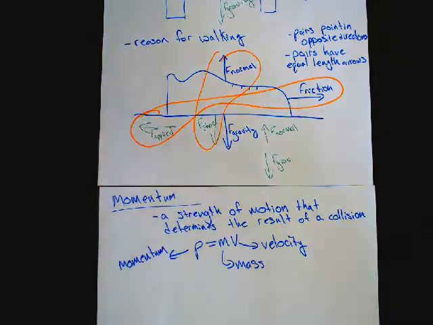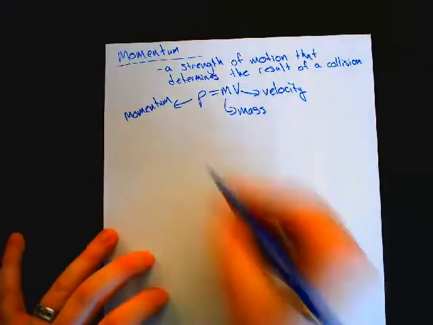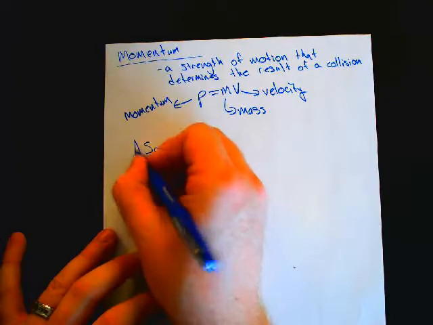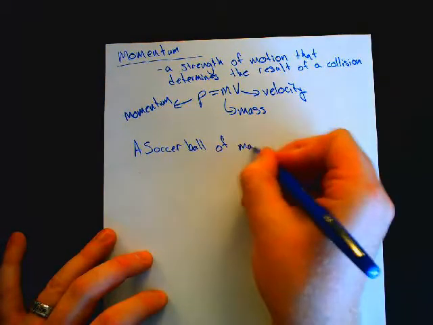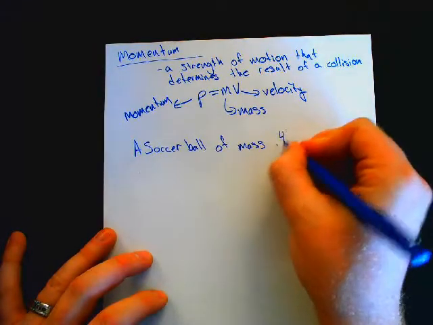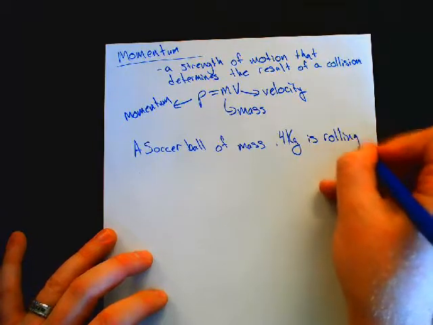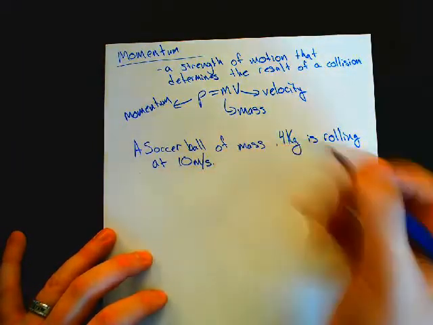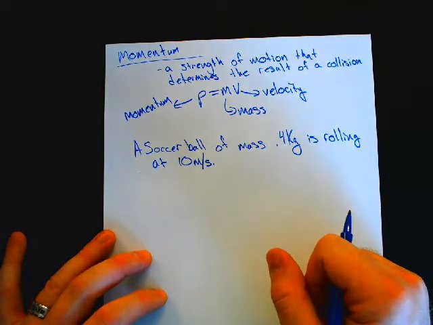But when we actually calculate the momentum of something, it doesn't necessarily have a lot of meaning on its own. So we could find the momentum of, say, a soccer ball of mass 0.4 kilograms rolling at 10 meters per second. What's its momentum? Who's got a value for me?